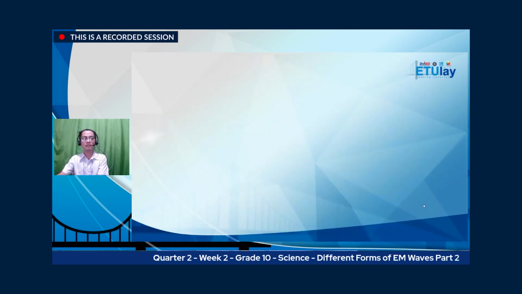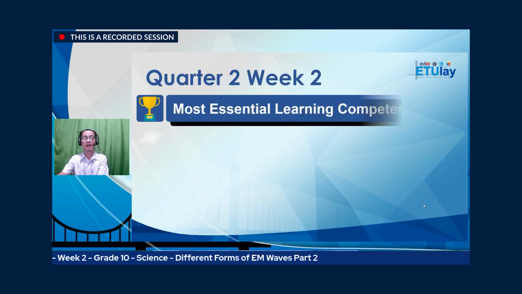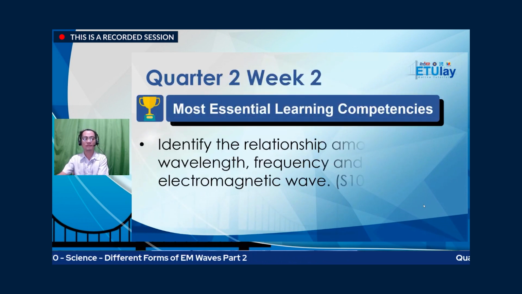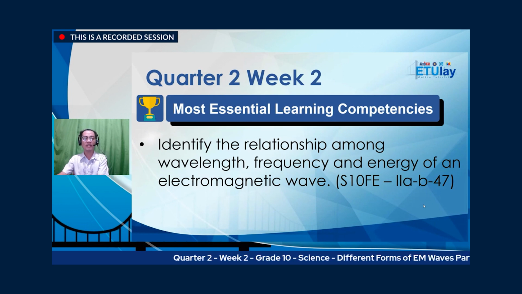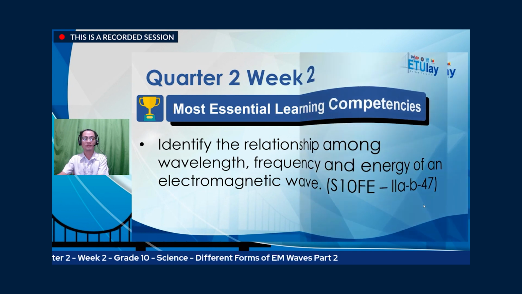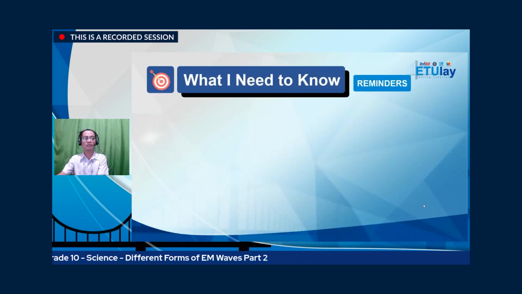Yan. So let's move po tayo sa ating most essential learning competencies para sa Quarter 2 Week 2. Identify the relationship among wavelength, frequency, and energy of an electromagnetic wave. Meron po itong code na S10 FE-2A-B-47.